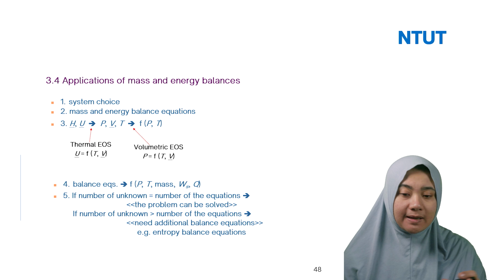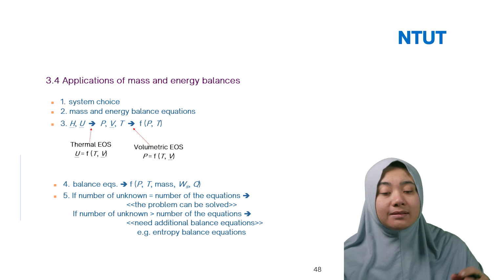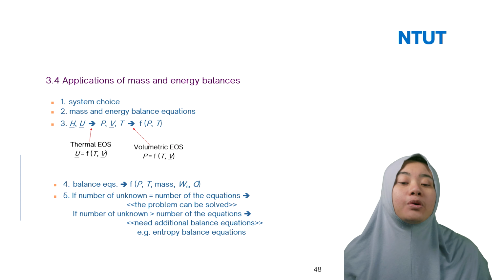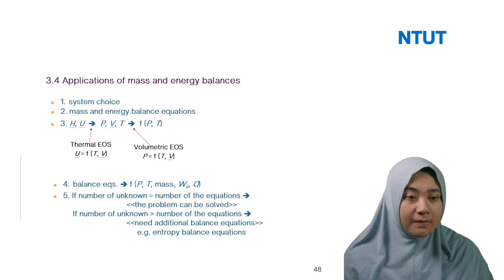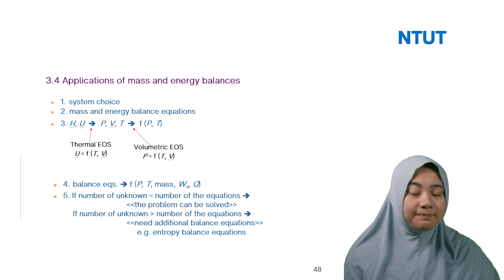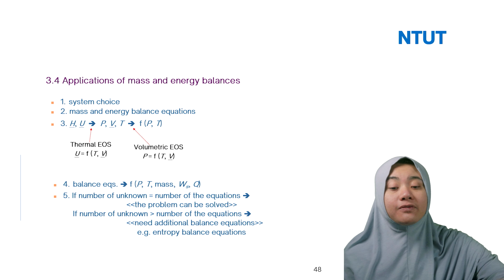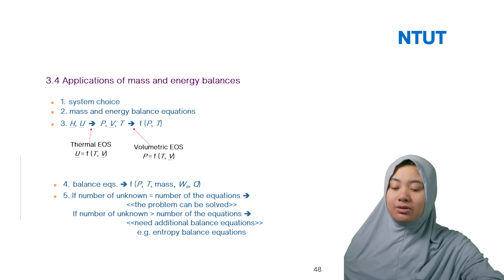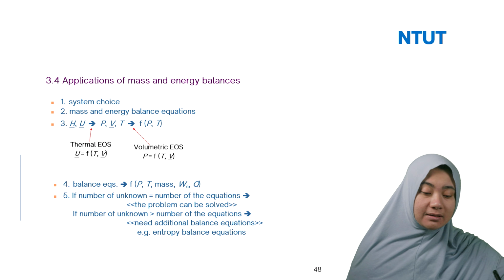But if the number of unknowns is larger than the number of equations, you need some additional balance equation. One example is in chapter 4, the entropy balance equation. There are some problems we want to solve, but we cannot just depend on the mass and energy balance. It's not enough. Somehow we need an additional balance equation, for example, the entropy balance equation. I guess later we will have some illustrations where we cannot solve the problem until we use the energy balance and the entropy balance together.